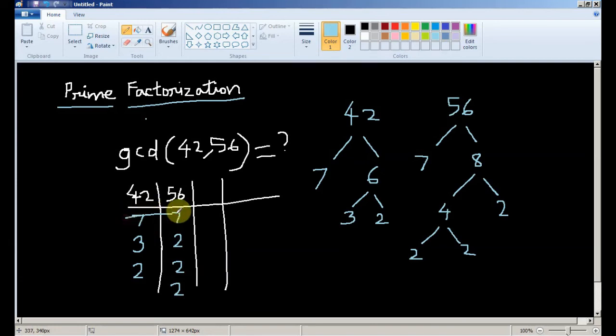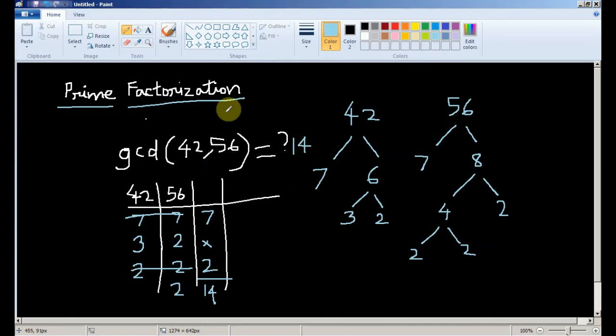So now you have to match. We get 7, we get 2, and that's it. So 7 into 2 is going to be 14. That is our answer.